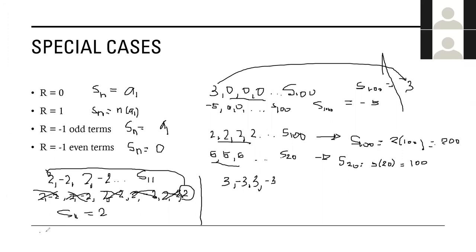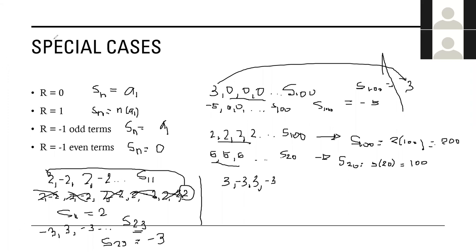Let's have another one. Negative 3, 3, negative 3, up to S sub 23. Hindi mo na kailangan mag-isip dahil kung mapapansin nyo, R equals negative 1, and 23 is odd. We have an odd number as our number of terms. So S sub 23 is simply negative 3.